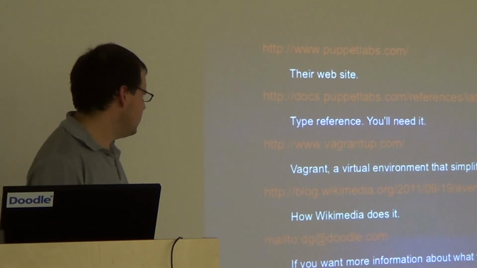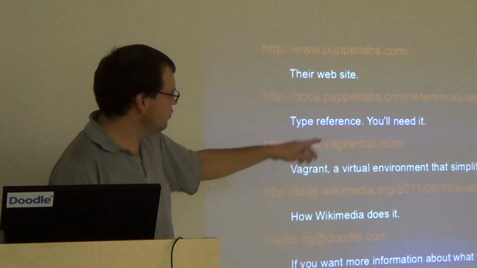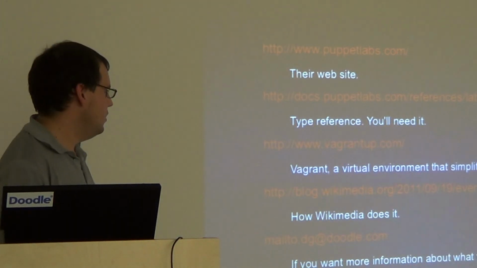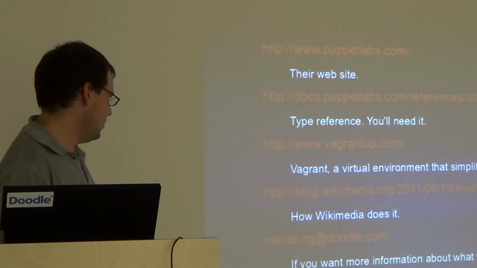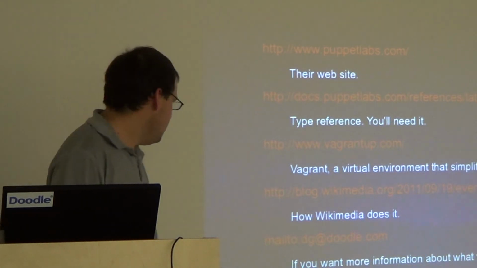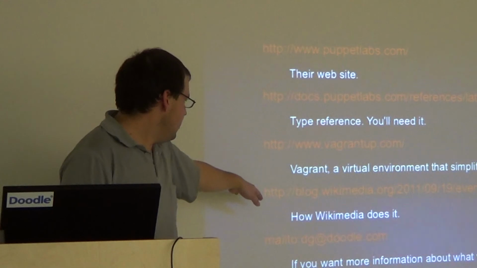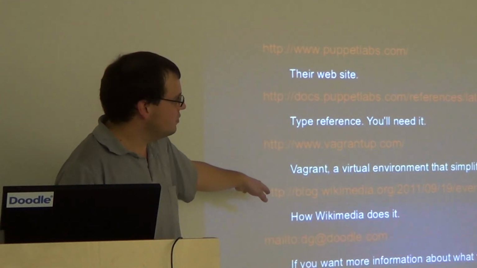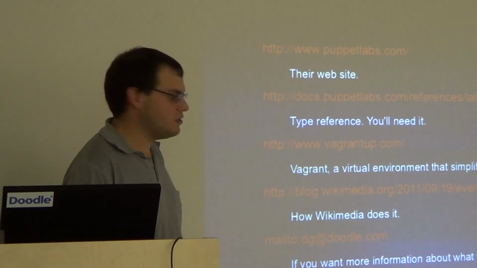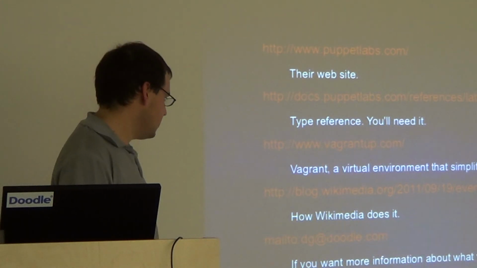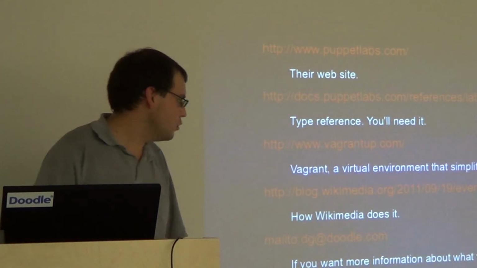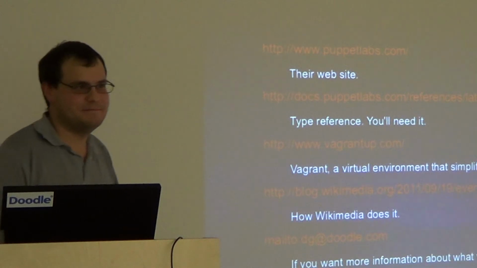Then there's this thing called Vagrant, which you can use to test Puppet manifests on some virtual machine, which I normally don't, but there are some people who like it. And Wikimedia has all their server configuration in a GitHub repository. It's all done by Puppet, so it's quite an interesting read. And of course, you can contact me if you want to know more. That's it.